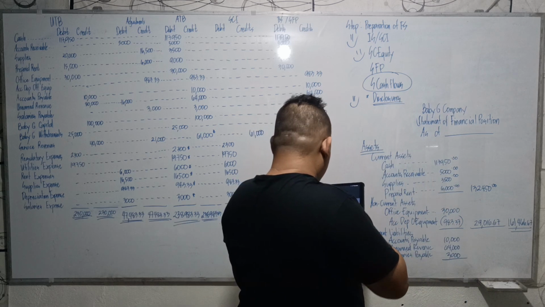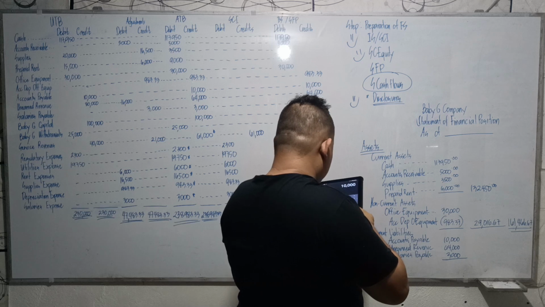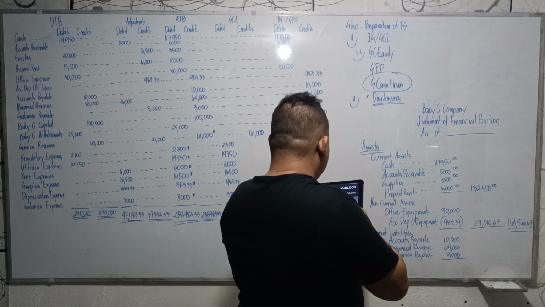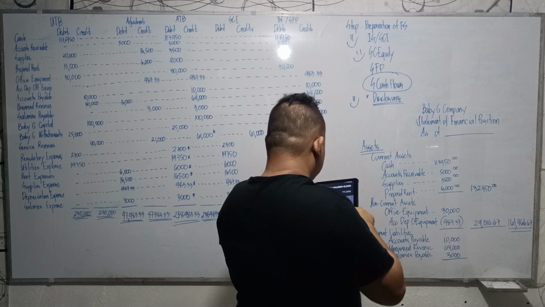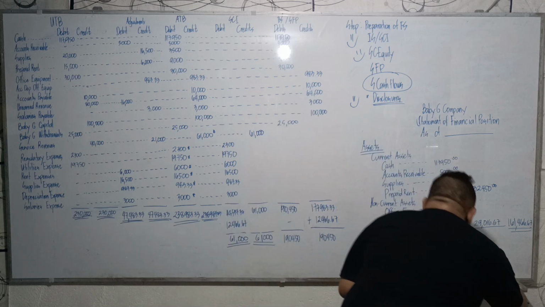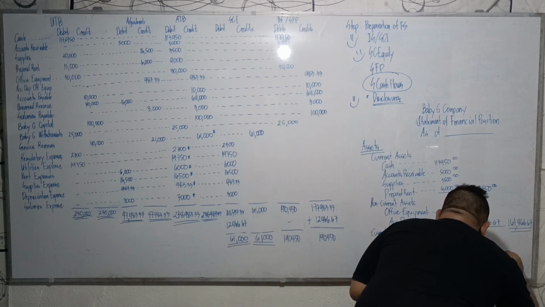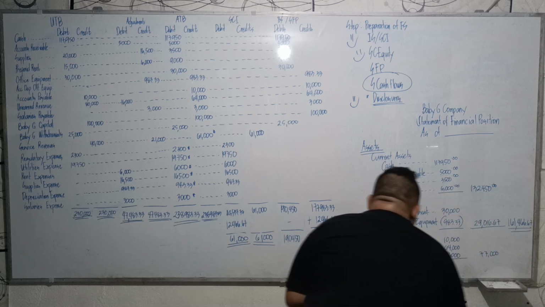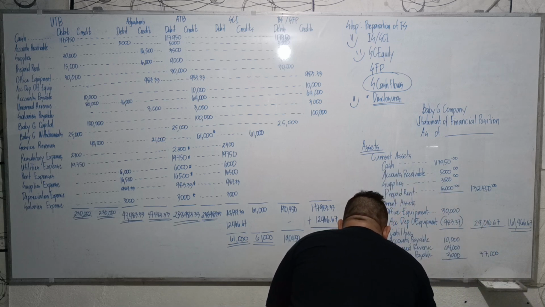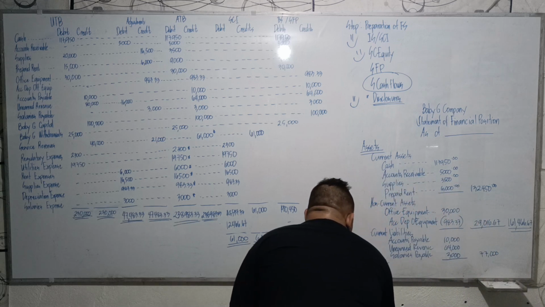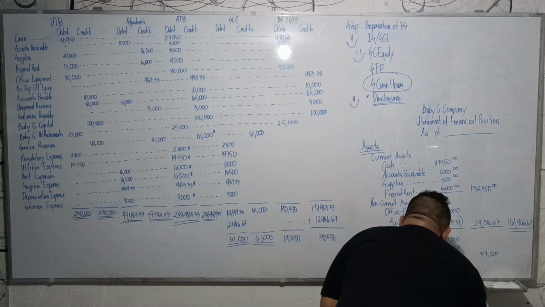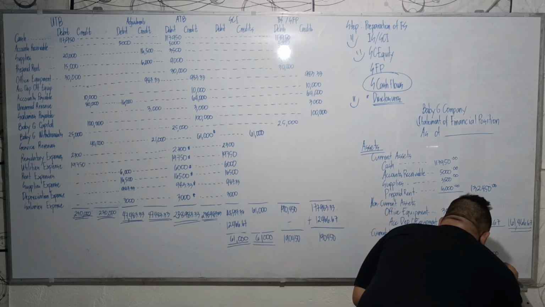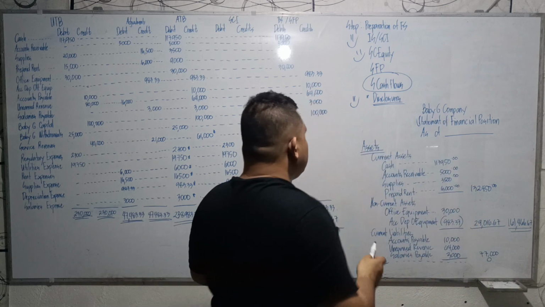Okay, so let's total them up, and you have the current liabilities. So we have 10,000 plus 64,000 plus 3,000. We have 77,000. And supposing there is a non-current liability, there should be a section for non-current liabilities. But since in our problem we don't have any, let's put here 0, of course.